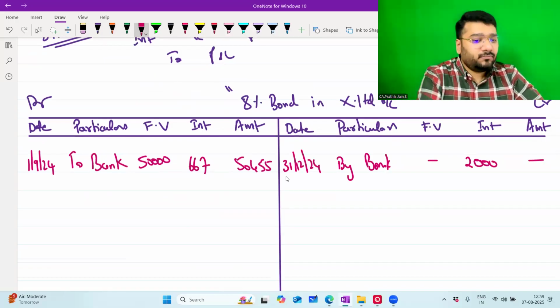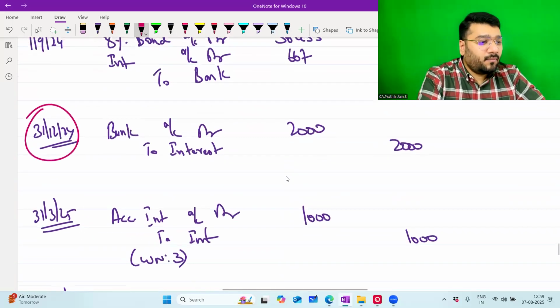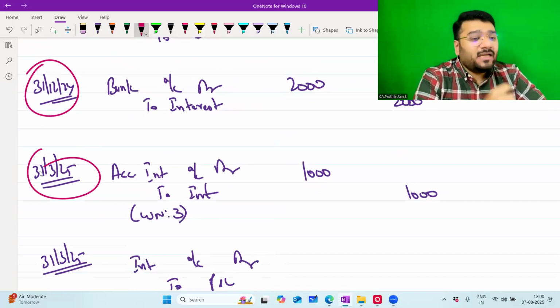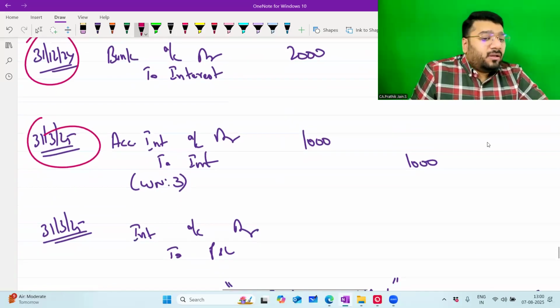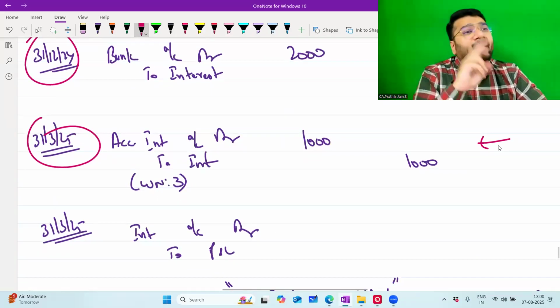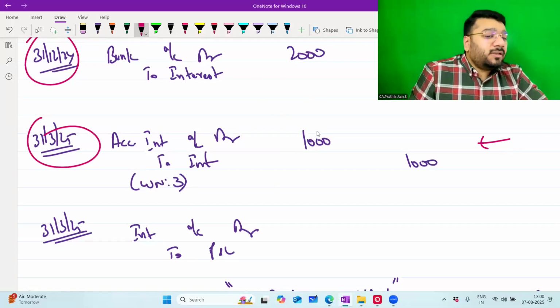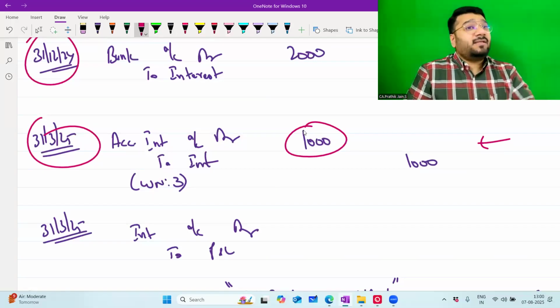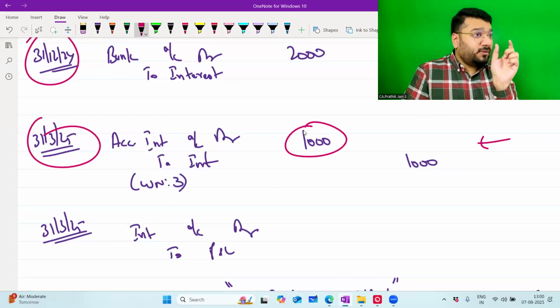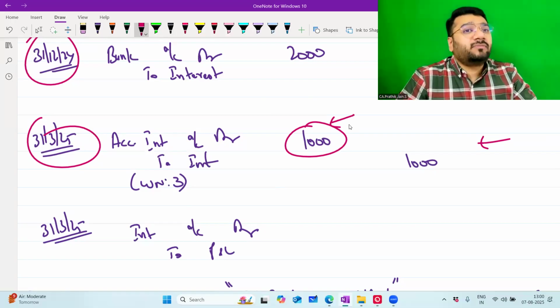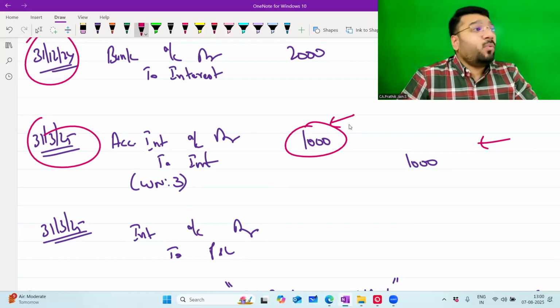Now, next entry is on 31/3/25. Listen to me very carefully. You will say that, sir, interest column by accrued interest will record. But what ICA does is, they don't record this as a separate entry. In the balancing figure in the interest column, that is the balance carried on in the investment column, there they record accrued interest, 1,000. I'll show what they're doing later.